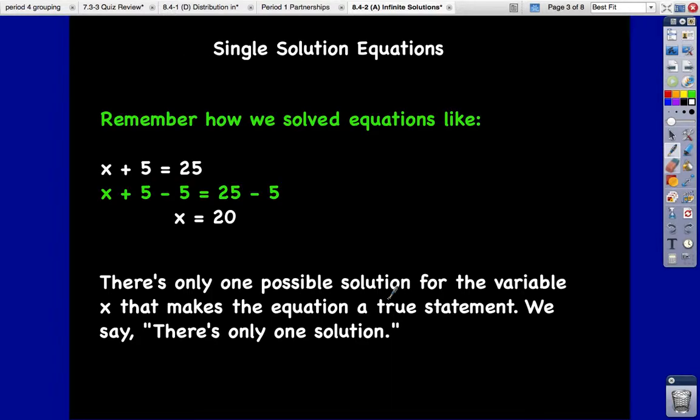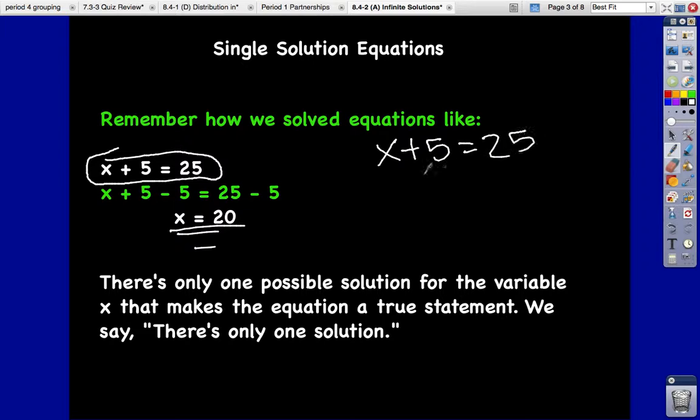All right, guys, single solution equations. Remember how we solve these equations. We would subtract 5 from both sides. So I'm looking at this equation right here, x plus 5 equals 25. We got rid of the 5, and we found that x equals 20. Because of the way this equation worked out, there's only one possible solution for the variable that made this equation a true statement. So we say there's only one solution, because the only way that we can make this equation true is if x is 20, okay? But there are some equations where there's way more than one solution. So let's look at those.